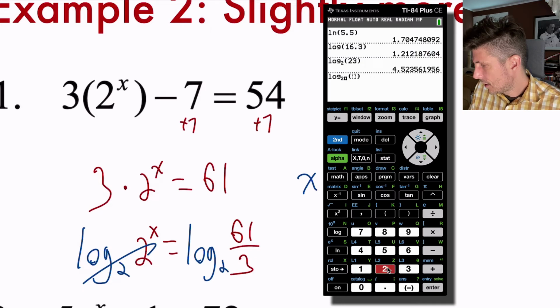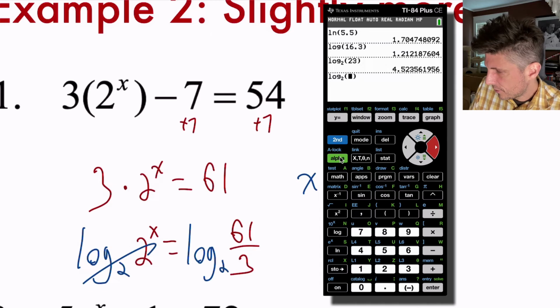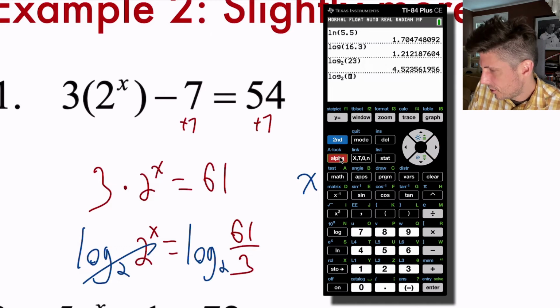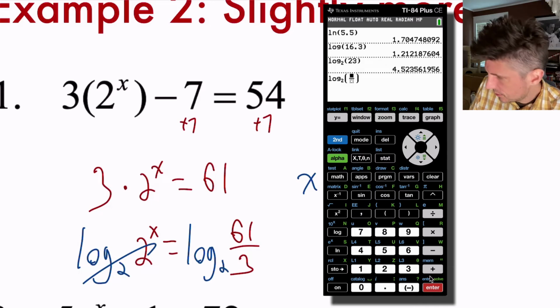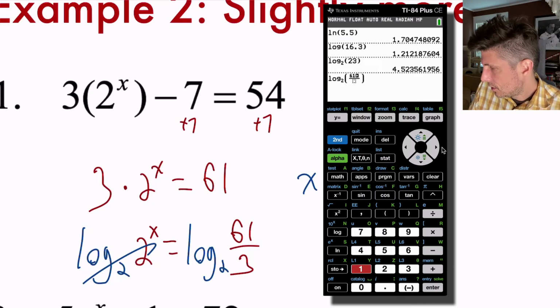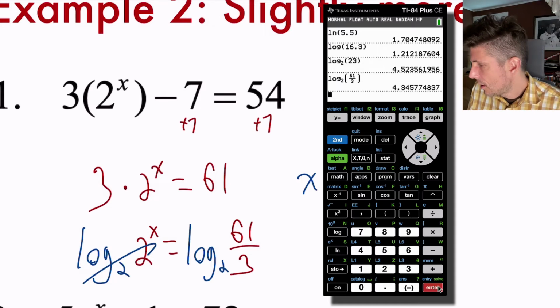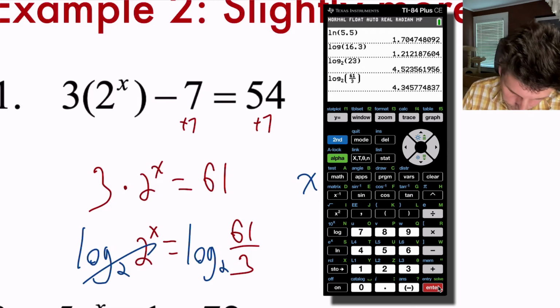Once again, we're using log base 2, and then I'm just going to type in a fraction. I don't know if you know about this, a shortcut for a fraction instead of writing divides, if you want to, is alpha and then F1. You can type in an actual pretty fraction where it's 61 divided by 3 and enter. So our answer is approximately 4.35.